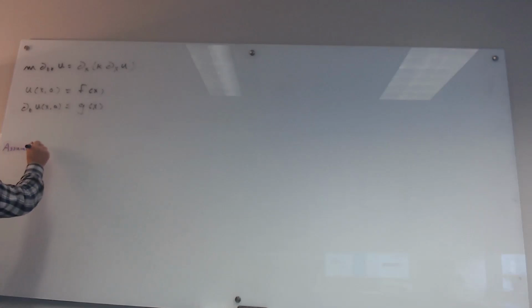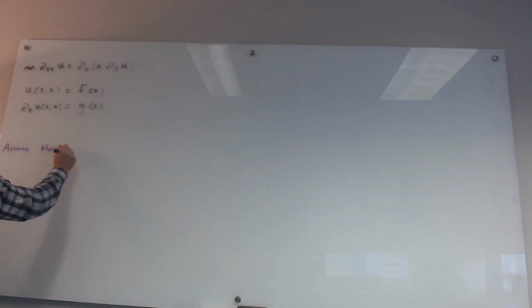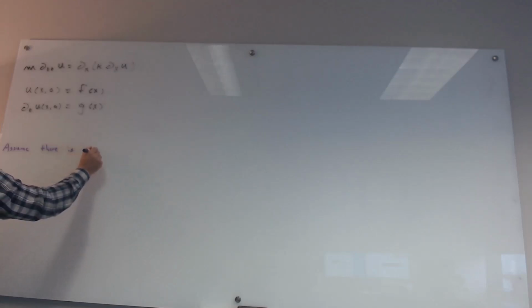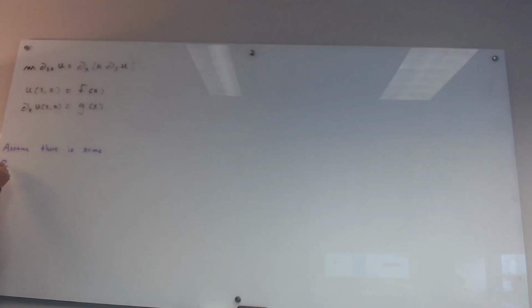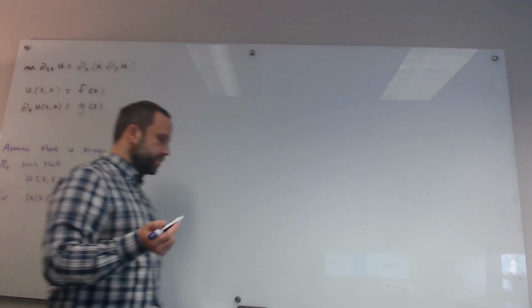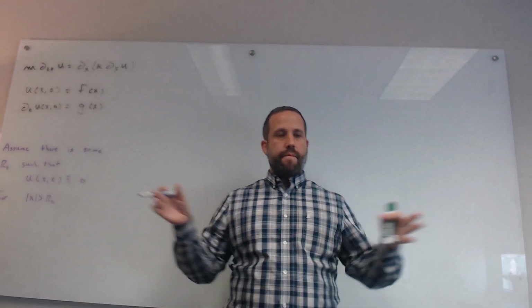I want to assume that there is some number, I'm going to call it r sub t, because it's going to depend on time, such that u of x, t is equal to 0, identically equal to 0, for the absolute value of x bigger than r sub t. So what we're saying here is that our solutions have compact support.